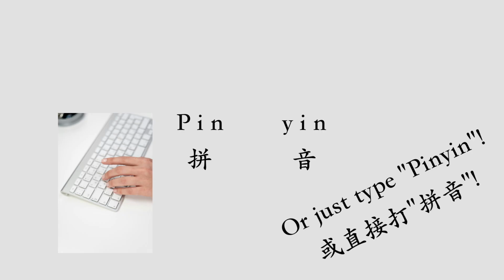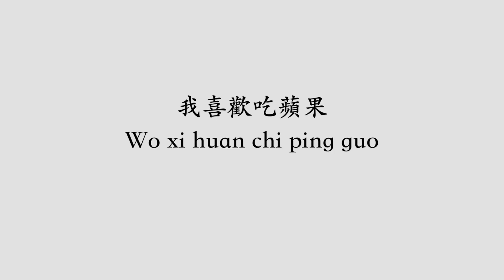Alternatively, you can just type pinyin as a whole. The computer is smart enough to recognize common patterns and words people use. For example, look at this. This is 我喜欢吃苹果. If you wanted to type it out on the keyboard with pinyin, you would just type out 我, so W-O, 喜欢, so that's X-I, and also H-U-A-N, 吃苹果, that's C-H-I-P-I-N-G-G-U-O.